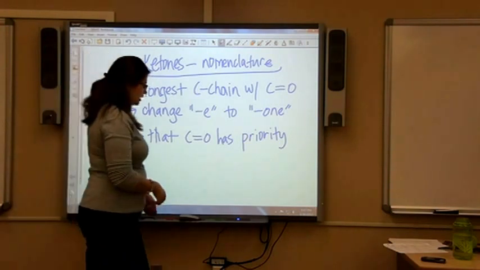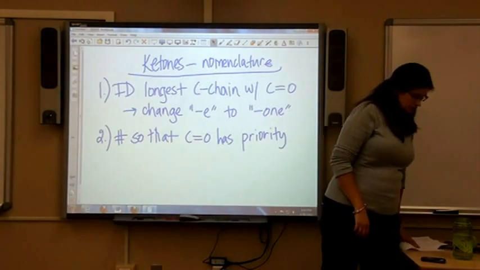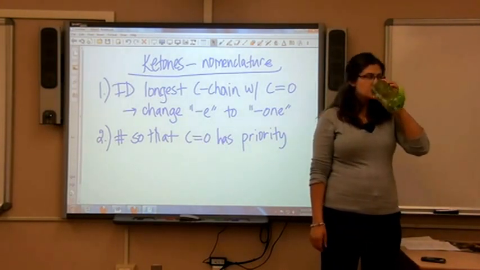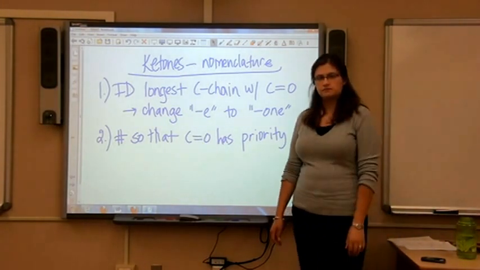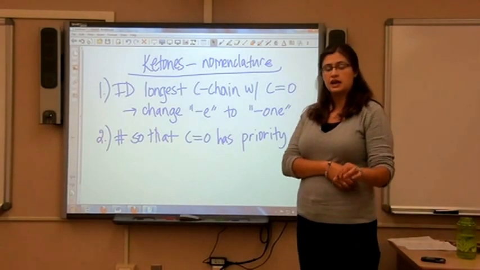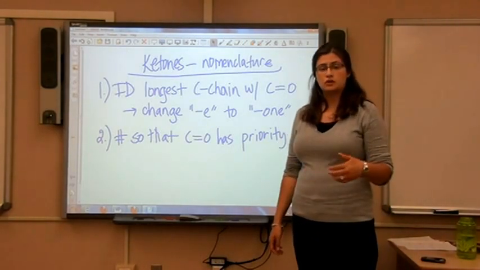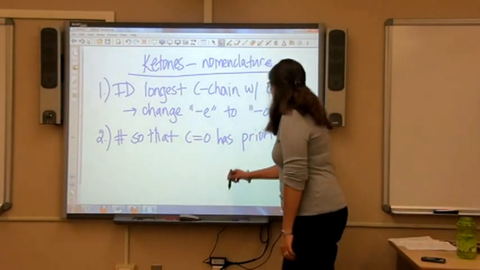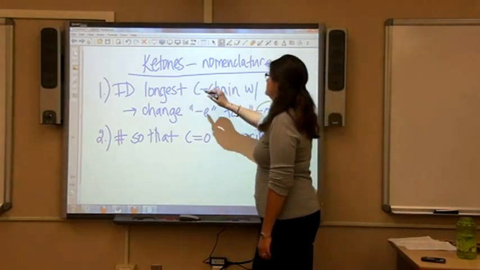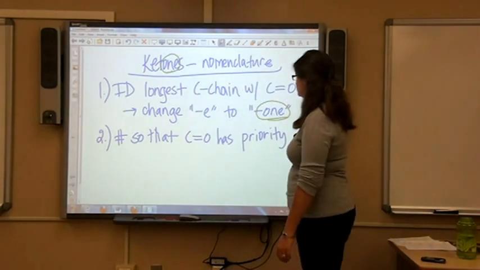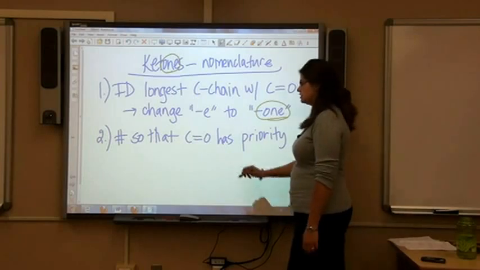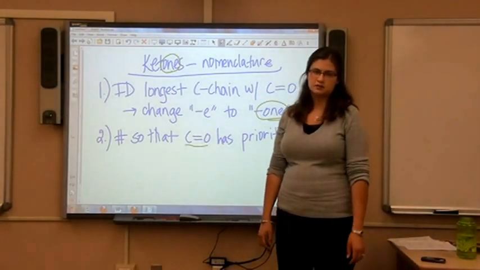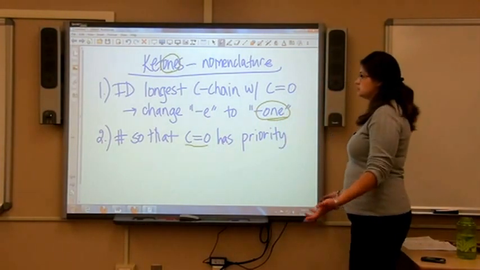Okay, so now let's switch gears and talk about nomenclature for ketones. It's basically the same as for aldehydes, except that we're going to switch the E ending to O-N-E, or one, as opposed to the AL for aldehydes. And you'll notice here that this one is the ending of ketone. And we're going to number so that the CO double bond has priority. That means that it should try to have the lowest number possible. And all the other steps are the same.